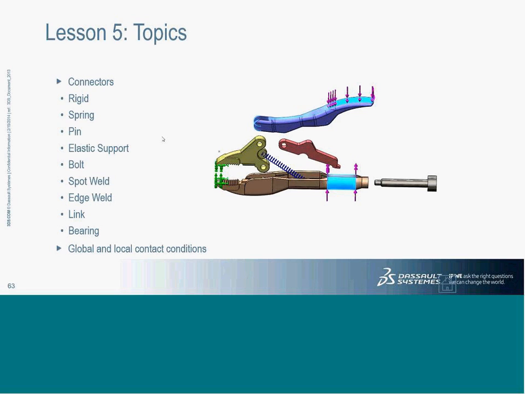So typically, a particular example could be a bolt. We are not actually modeling the bolt, but only modeling the properties of the bolt and the effect of the bolt as if it was present there. So a bolt has a certain amount of initial pretension, and its stiffness.